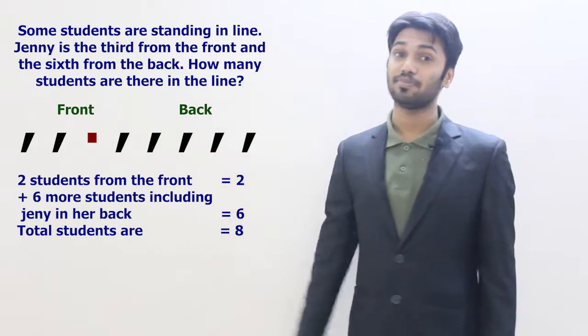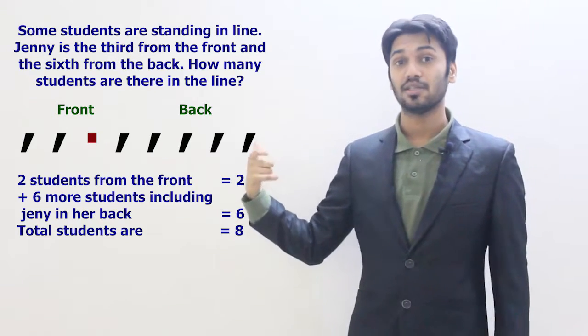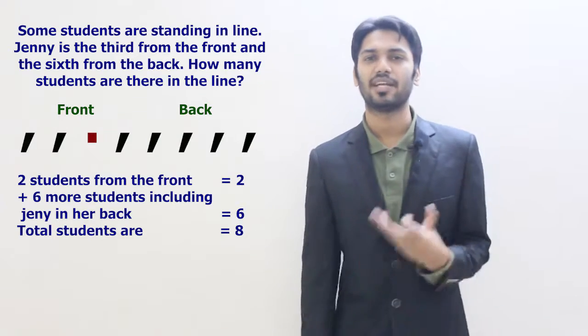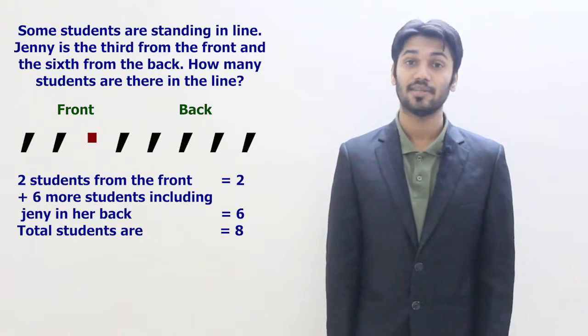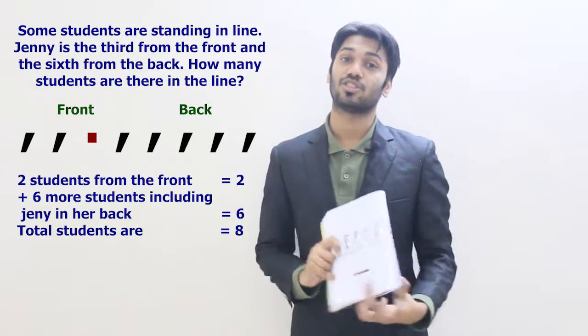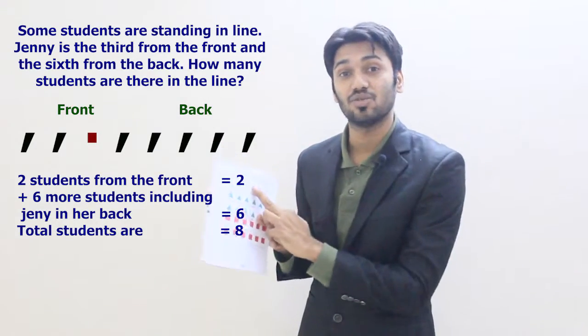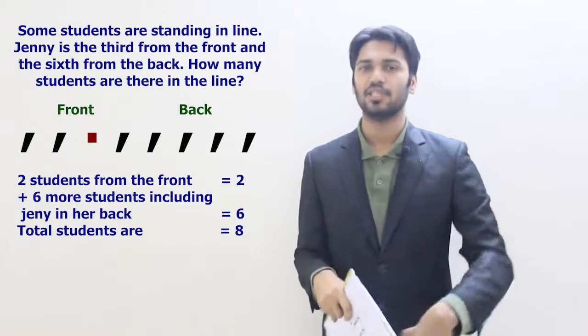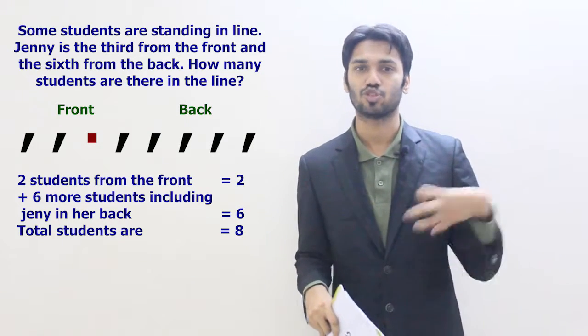How many persons do we have in the line? 6 plus 2. We have 8 students standing in that line, right? That's pretty simple, but it should be tricky for the students. So you ask the students to solve it. If they cannot do it, then you help them solve it.